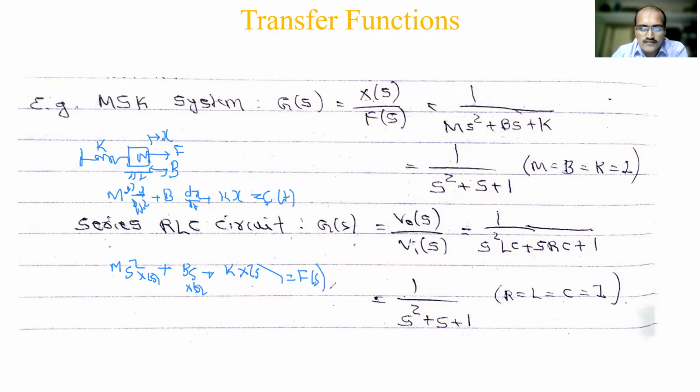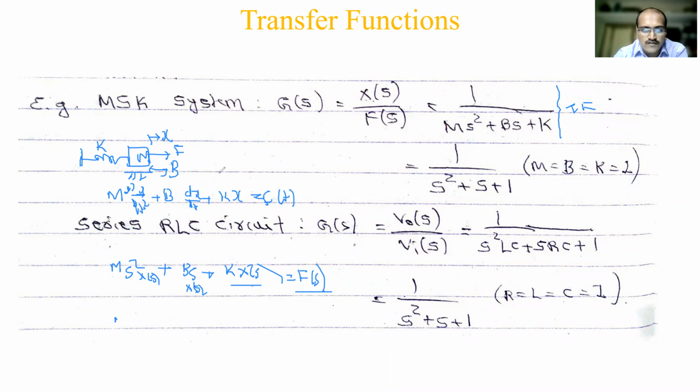Which is the output here? The transfer function is the Laplace transform of the output to the Laplace transform of the input. F of S is your input and X of S is your output. If you take X of S common, what remains is M S square plus B S plus K. Taking the ratio X of S by F of S, we get the transfer function 1 by M S square plus B S plus K. You considered a simple mechanical system, wrote its differential equation, applied the Laplace transform, and wrote the transfer function.